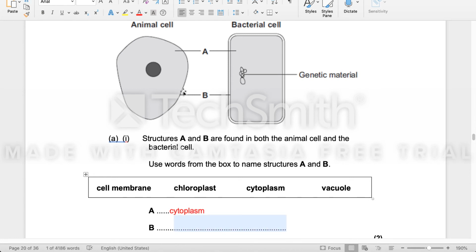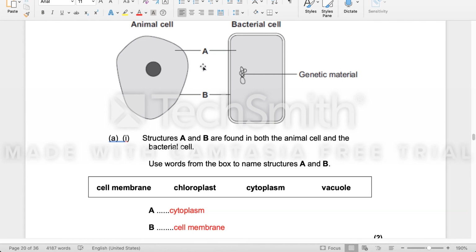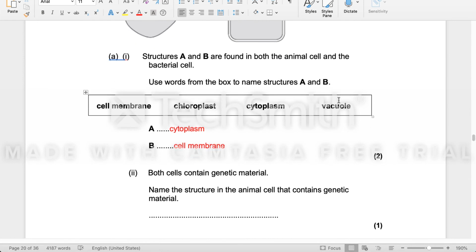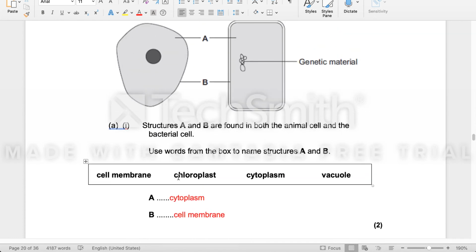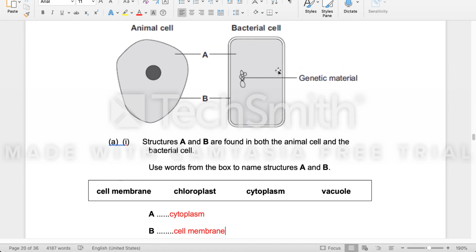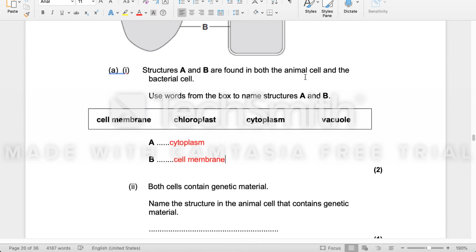And part B is pointing at the skin area, the outer layer of both of these cells. So this one is going to be your cell membrane. So A is cytoplasm, B is cell membrane. And part 2 is asking, both cells contain genetic material. Genetic material right here, although in the animal cell it's not pointed out. So let's see where we're going to go from there.